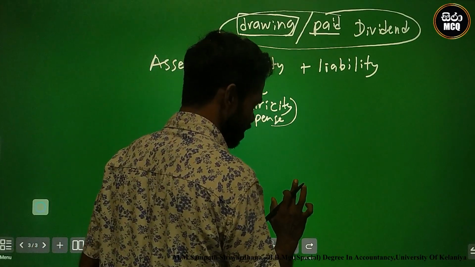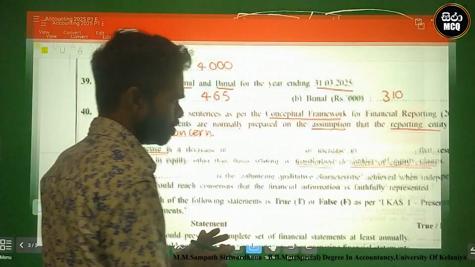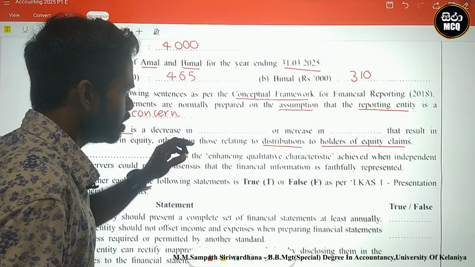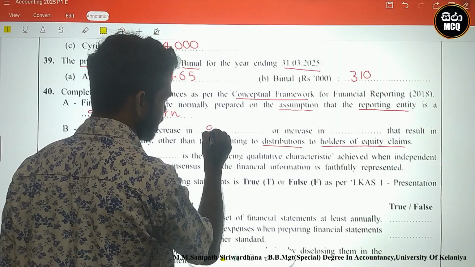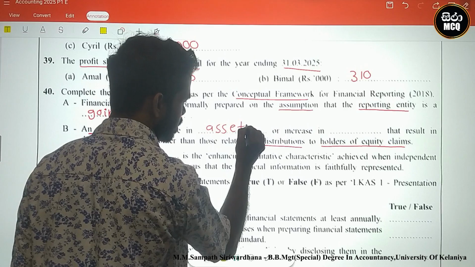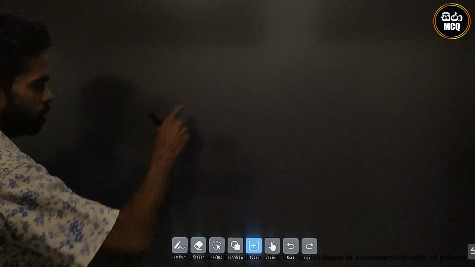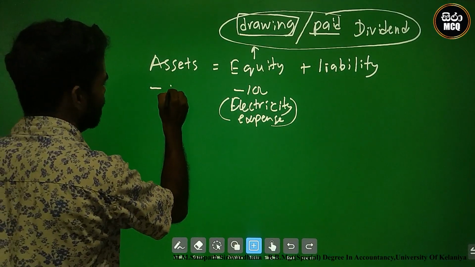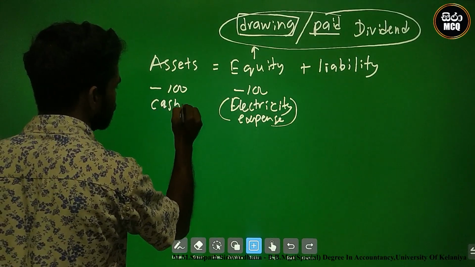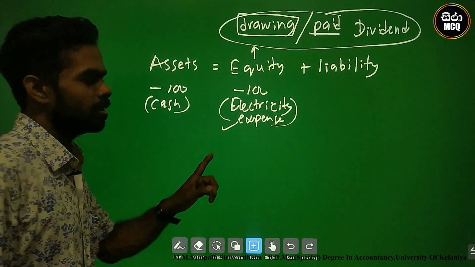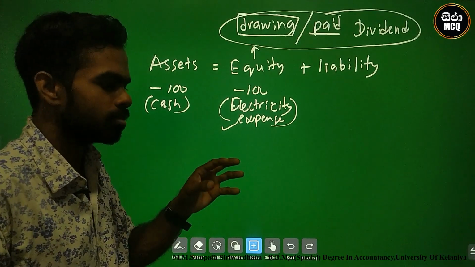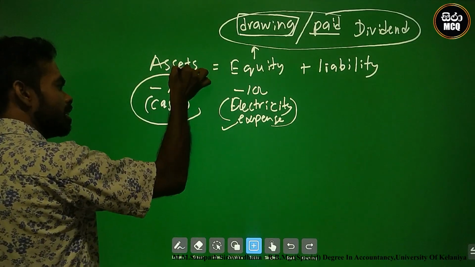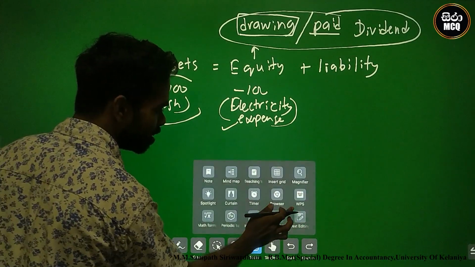Look here, there are 2 ways we can identify the expense. Expense is a decrease in which one? Assets. A decrease in assets. I will show you. Look here, expense decreases equity, no? Equity. Paid electricity, 100, minus cash. Look here, the expense is identified. The reason is cash decreasing, asset decreasing. Okay, this is the answer.